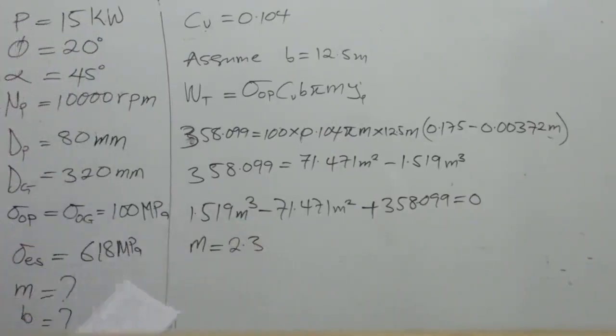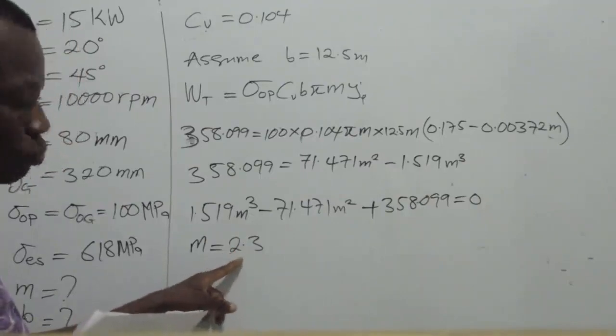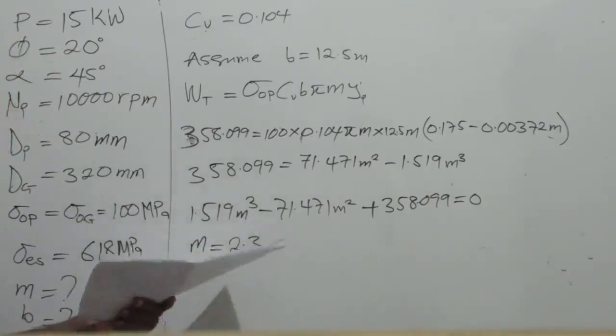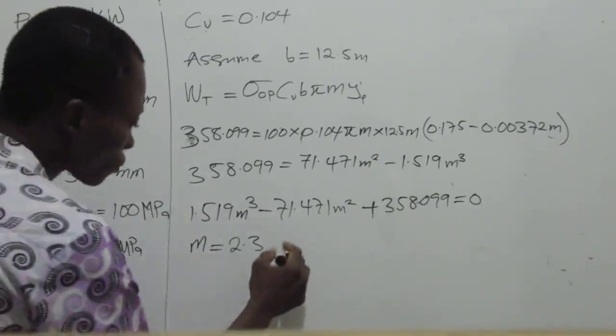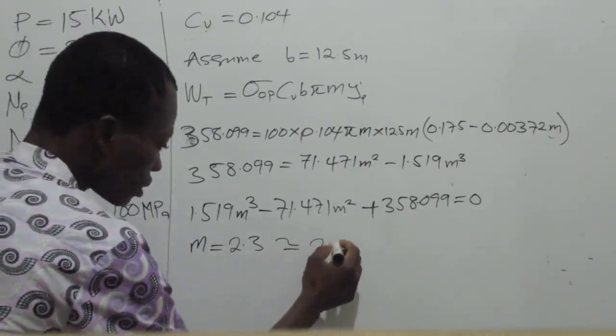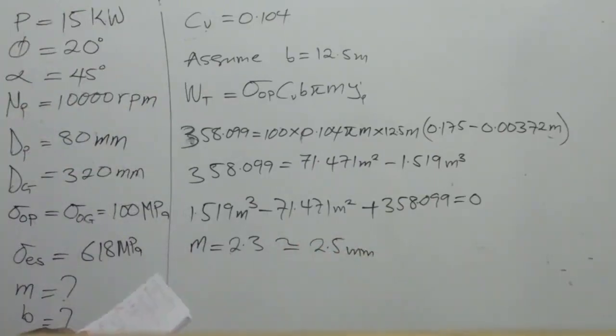2.3 as the module. But if you look at the table for the standard modules, we have to make sure that our module is standard. This is the value we are getting. Now we go to this table for standard modules and we realize that we don't get 2.3 there, but you have 2.5. So we select 2.5 as the module, which is close to this value. So from there we have the module m equal to 2.5 millimeters.